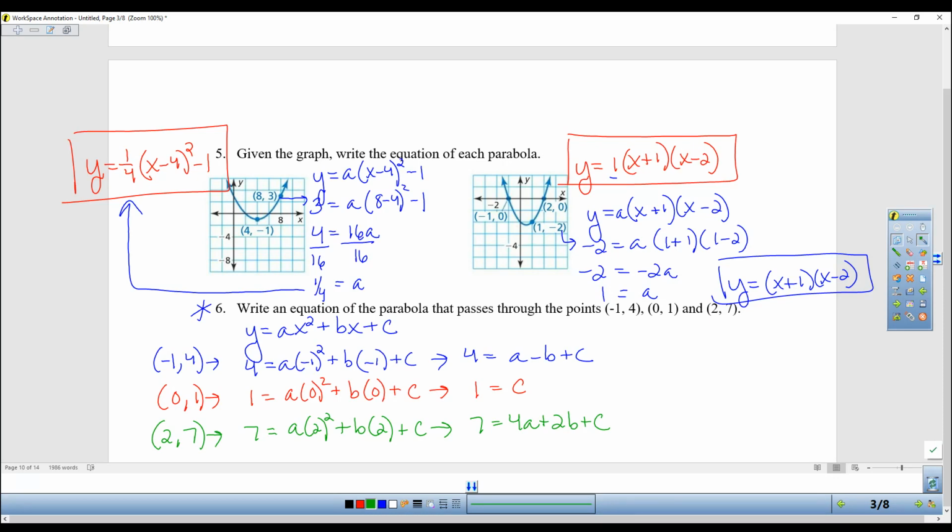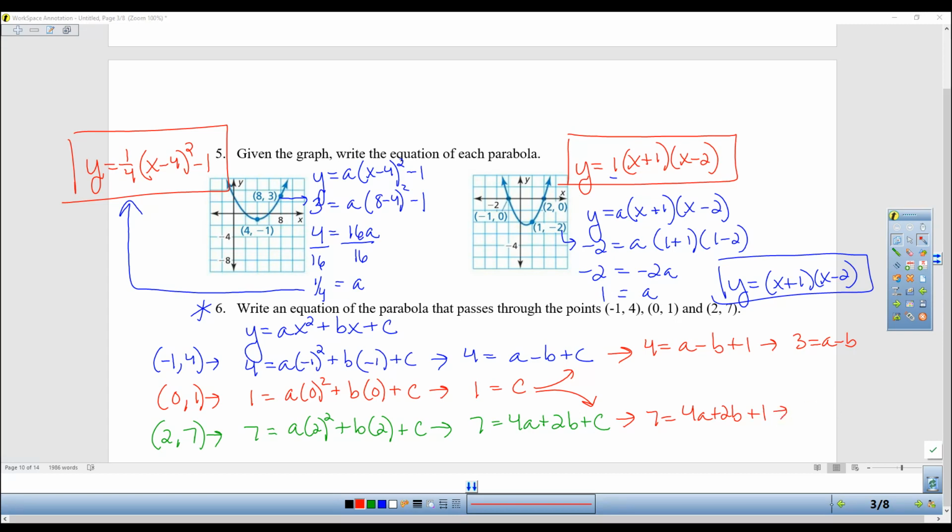It's a system of equations. So luckily, we spent chapter 1 learning how to solve systems of equations, although in this case, it is a pretty easy system because I can immediately substitute that in there and in there, which allows me to rewrite both of these as 4 is equal to A minus B plus 1, which is 3 is equal to A minus B. And then 7 is equal to 4A plus 2B plus 1, because I'm putting the C in as 1.